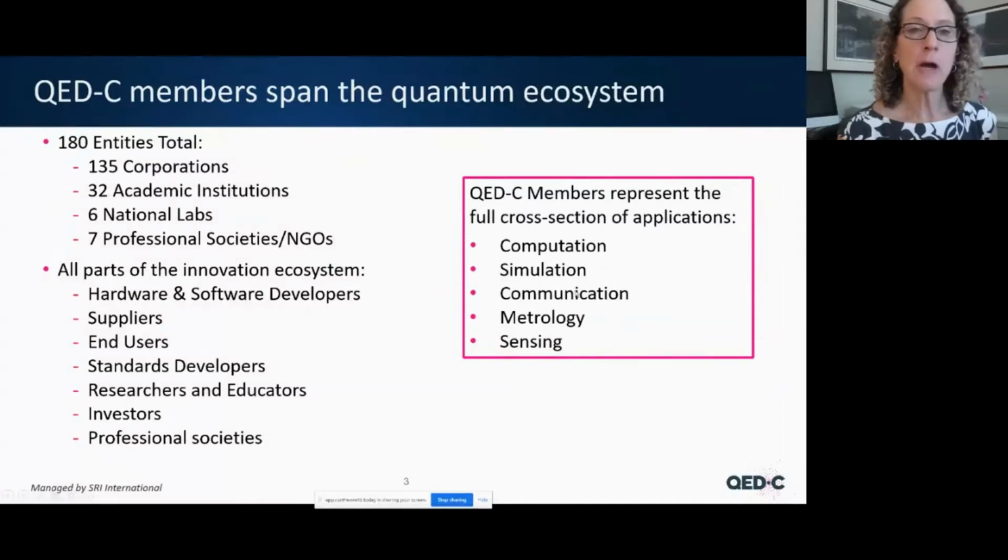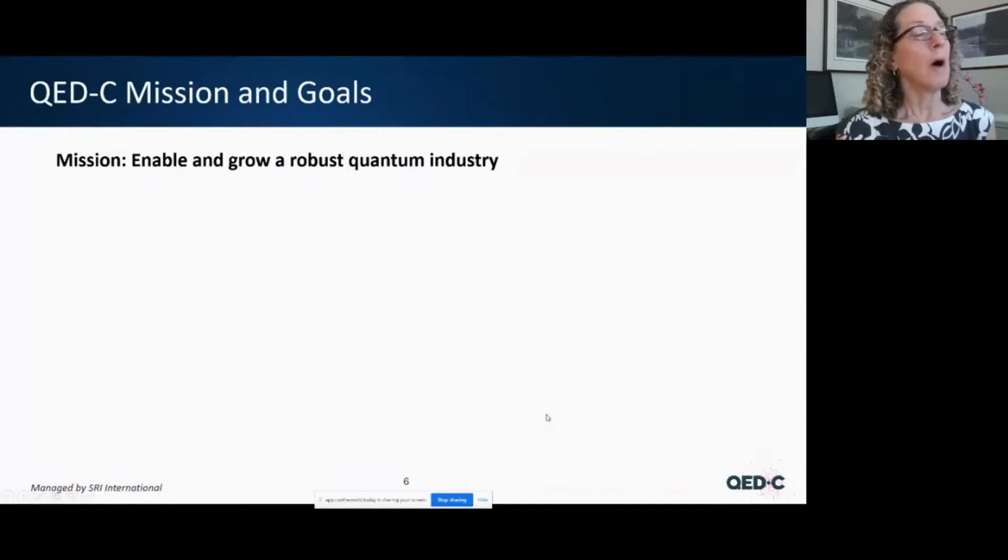And also the other dimension that we cover is the many applications of quantum. So we have companies that are interested in quantum computing, but also those that are interested in other applications in sensing, metrology, cybersecurity, communications, and so on. So the mission of the QED-C is very simple: to enable and grow a robust quantum industry.